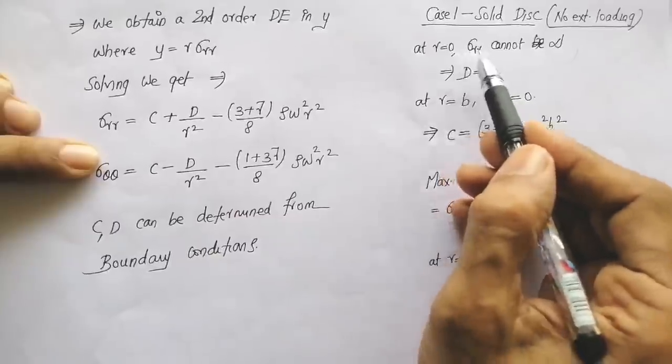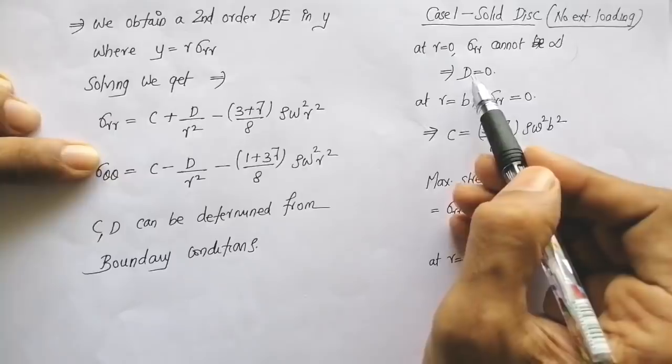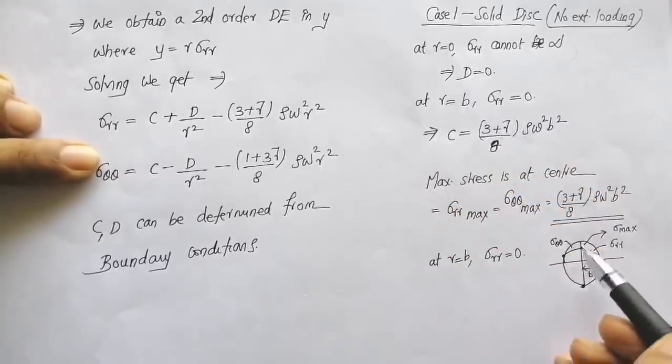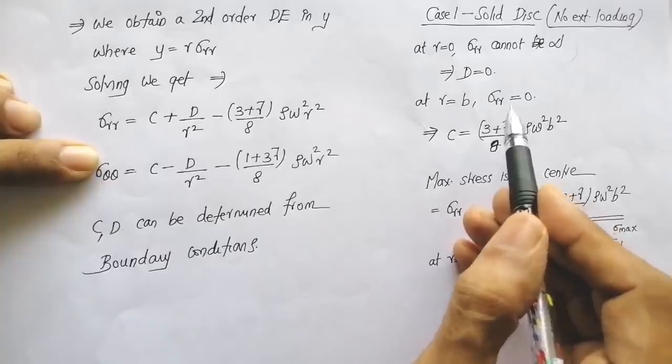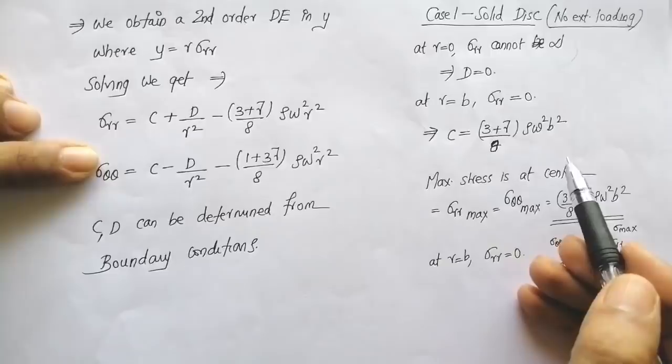So, at r is equal to 0, sigma r cannot be infinity, which means we have to give the value 0 for d. Now, at r is equal to b, that is the outer surface, there is no external loading, which means sigma r is equal to 0. So, if we apply this condition, we will get the value for C as mentioned here.